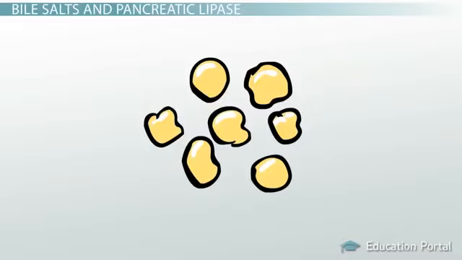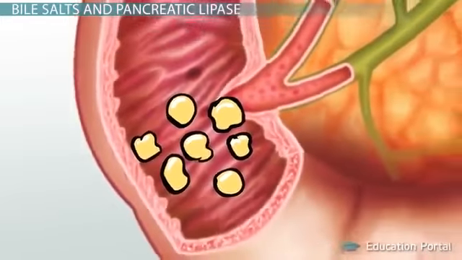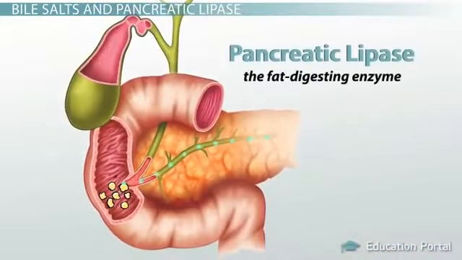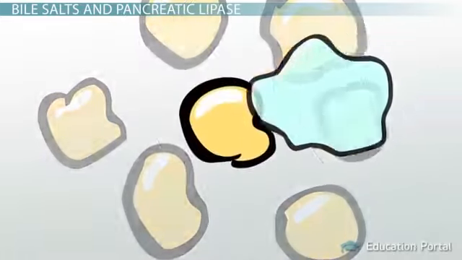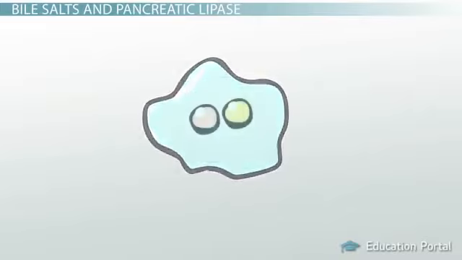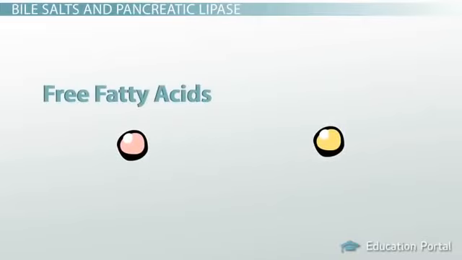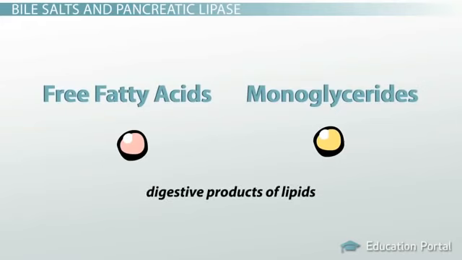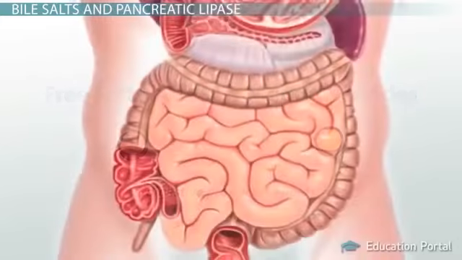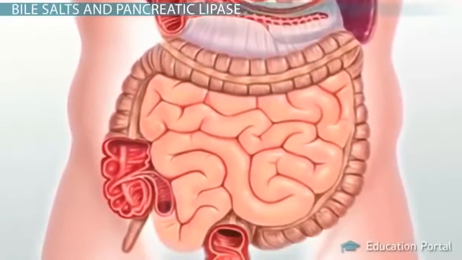These finer droplets have more surface area, and this aids digestion because the fat-digesting enzyme, pancreatic lipase, can only act on the surface of the fat droplet. The enzymes of the small intestine are responsible for almost all of the fat digestion. When pancreatic lipase acts on the lipid, it breaks it down, which results in free fatty acids and monoglycerides, the two digestive products of lipids. These products are much easier for your small intestine to handle, and they have very little trouble being absorbed out of your digestive tract.